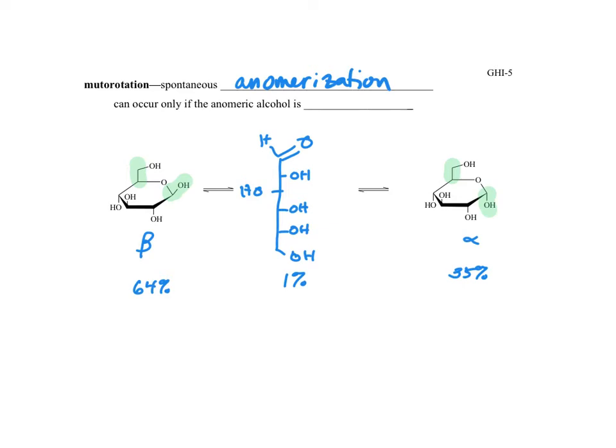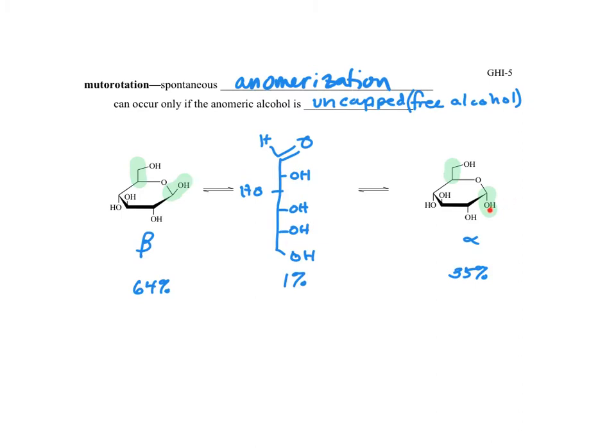So this is a spontaneous process. It's going to happen if you just throw this in water. It'll equilibrate out to these ratios. However, it is spontaneous only if the anomeric alcohol is what we call uncapped. What do I mean by that? Well, I mean if it's a free alcohol. That's the only thing we've seen so far, an OH here and an OH here. So these can mutarotate because they can uncyclize and they are uncapped.